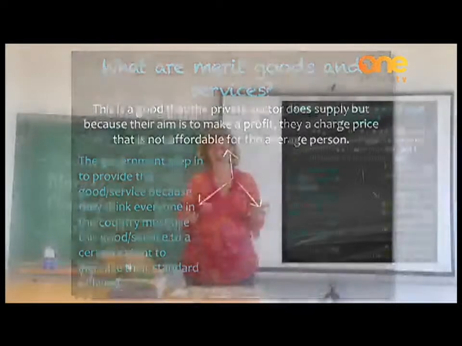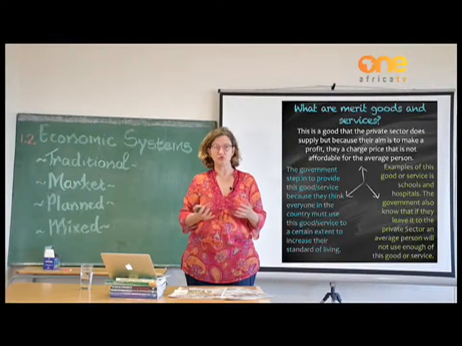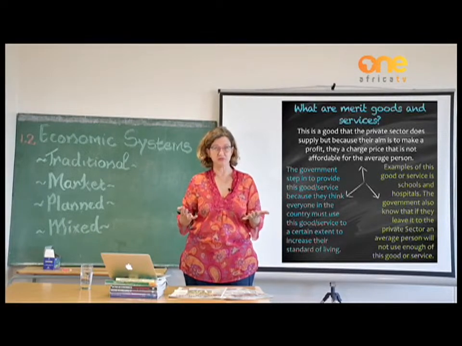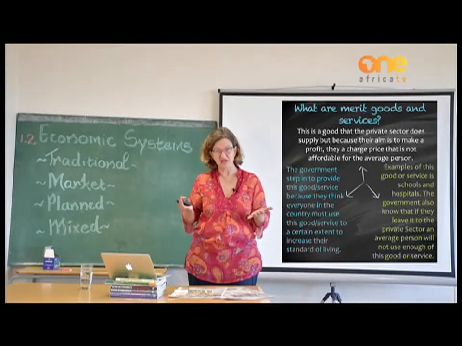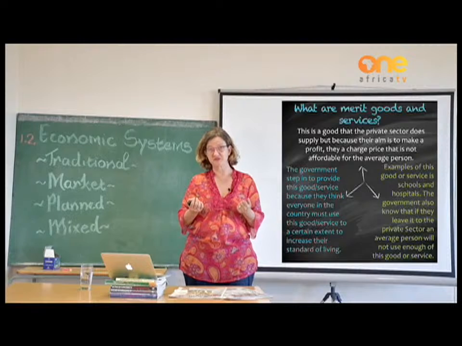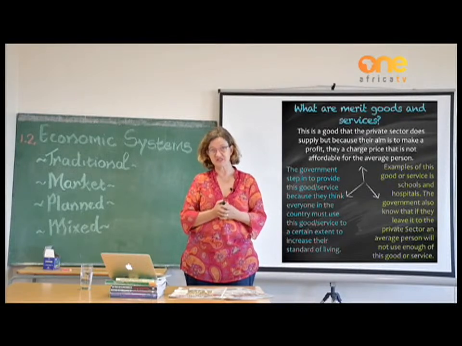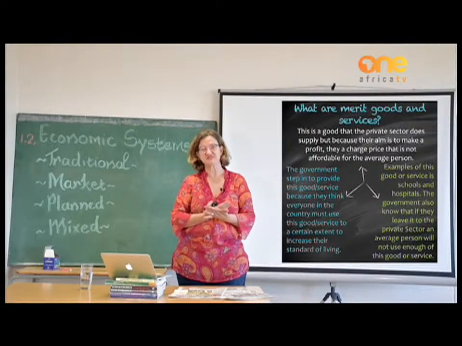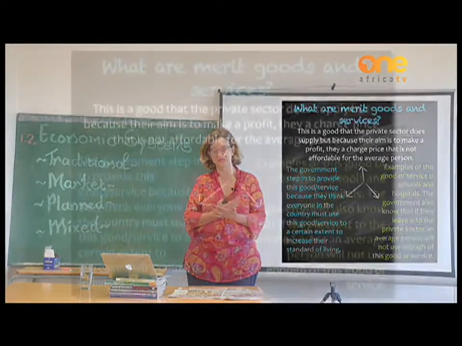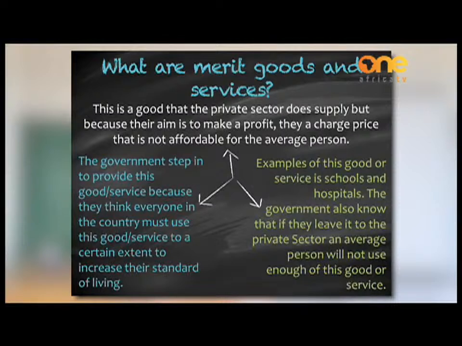So you can think of private hospitals or private schools as good examples, that they are supplied by the private sector. But if those were the only schools and hospitals available, a lot of people in this country would not be able to afford these goods and services. So that's why a government steps in and provides this type of goods and services that are not supplied efficiently by the private sector. Why is it not supplied sufficiently?